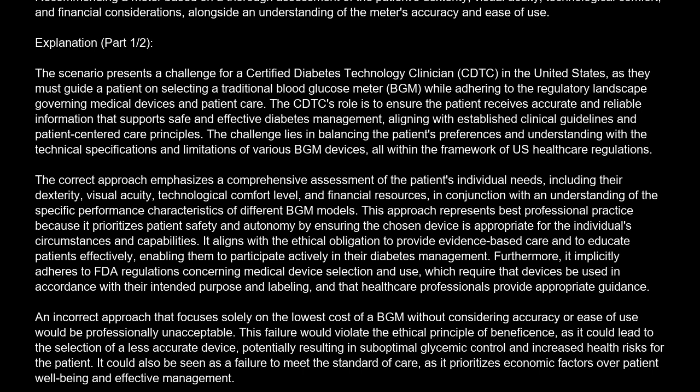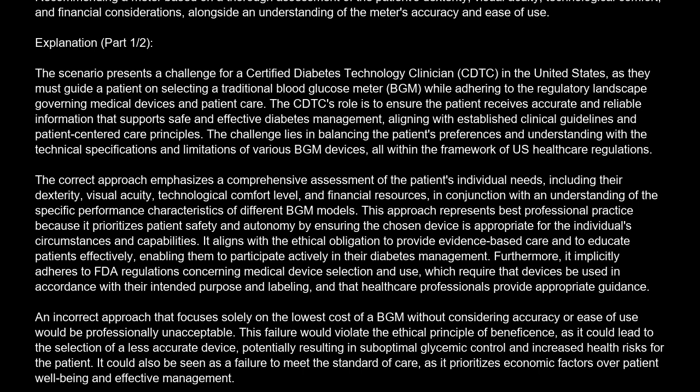It aligns with the ethical obligation to provide evidence-based care and to educate patients effectively, enabling them to participate actively in their diabetes management. Furthermore, it implicitly adheres to FDA regulations concerning medical device selection and use, which require that devices be used in accordance with their intended purpose and labeling, and that healthcare professionals provide appropriate guidance.